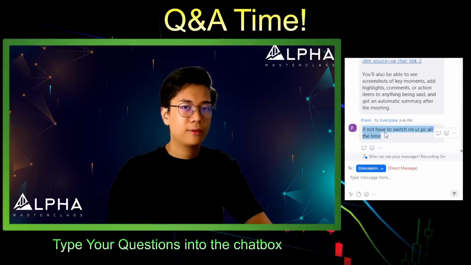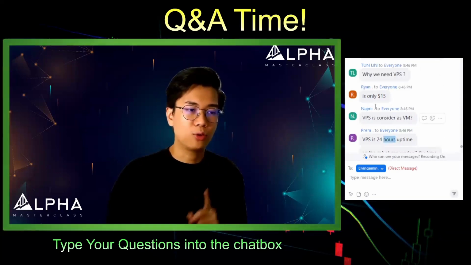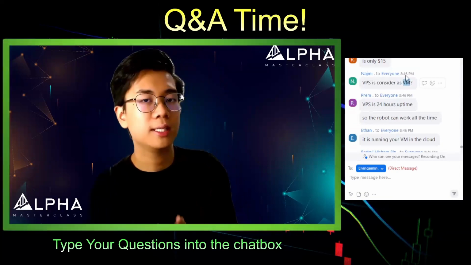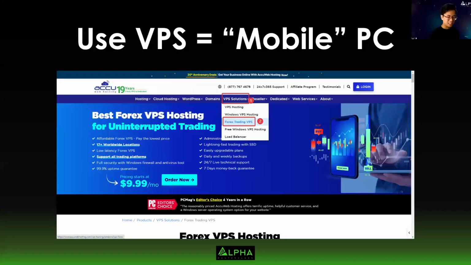And VPS also has this good point: you can switch off your computer and the robot still runs. It's 24 hours uptime, so the robot can always work 24/7 looking at the chart for you. Yes, you can consider it a virtual machine, but don't use those technical terms. Put it in simple words: this is a mobile PC. As long as you can register this, then you can use it already.